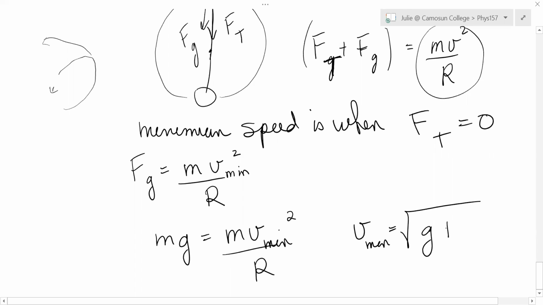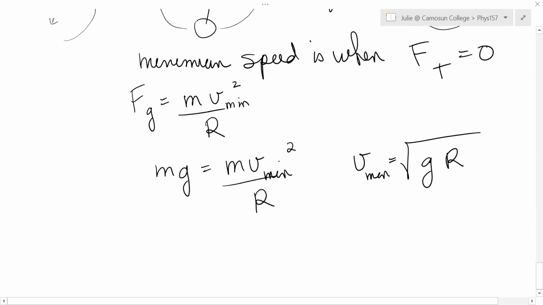It came from a totally different analysis, but we keep seeing this root gr. Sometimes it's the max speed, sometimes it's the min speed, so it's always appearing. But this is the speed you have to twirl that bucket at, or else it's going to fall out of the circle. And if it had water in it, the water would fall out. Twirl it faster and it's fine. The string just has to pull in.